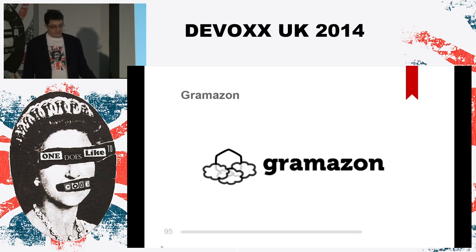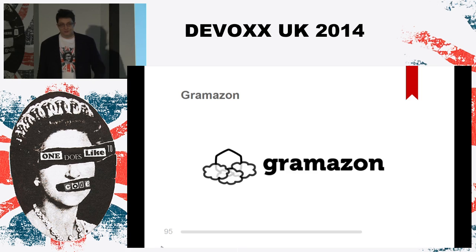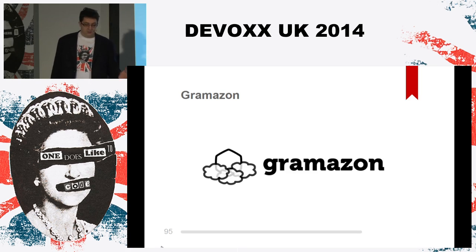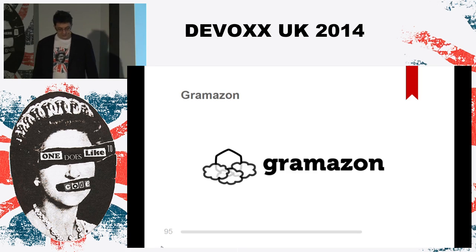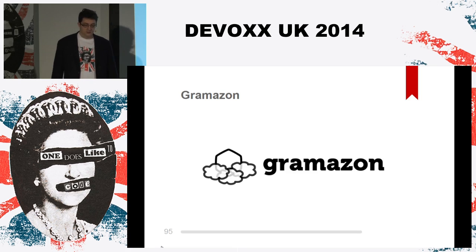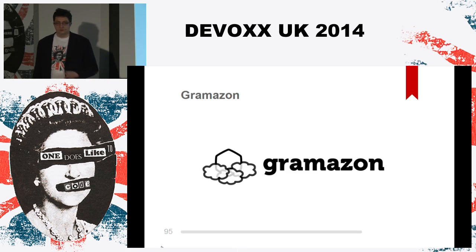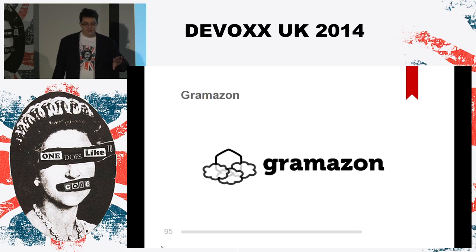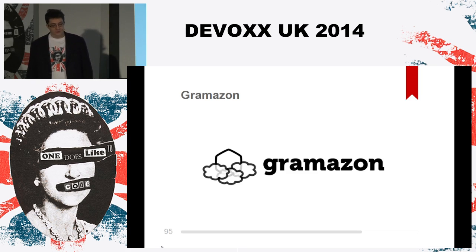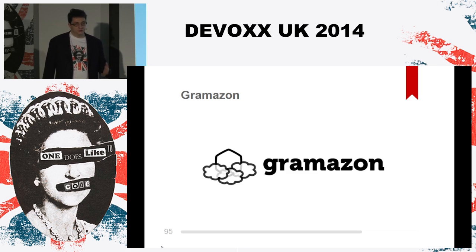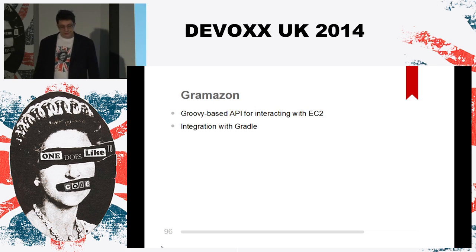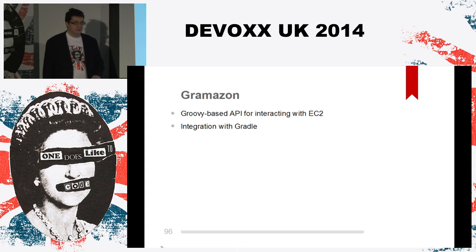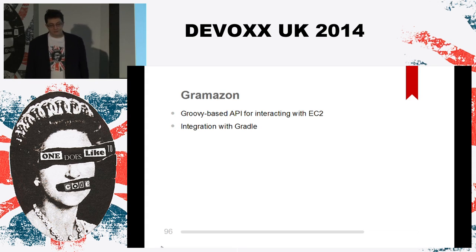So to address that, we created another small library called Gramazon. It's a very small one, and it just has a few tasks at the moment. But we wanted to integrate it into Gradle and into the whole stack to make it happen in the same tool. So it's just another Groovy-based API for interacting with EC2, and it has integration with Gradle.